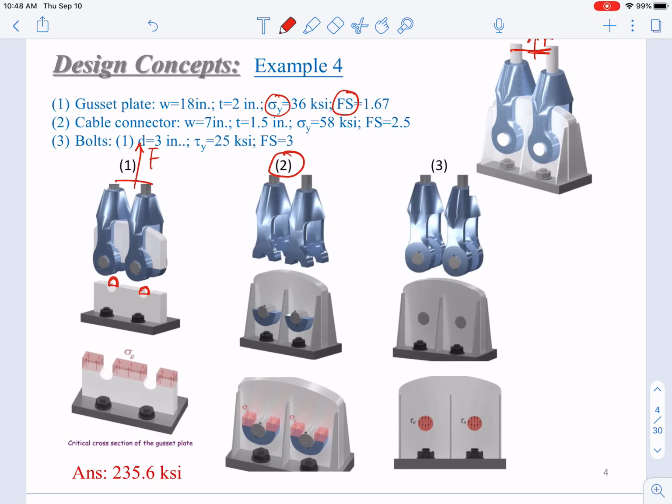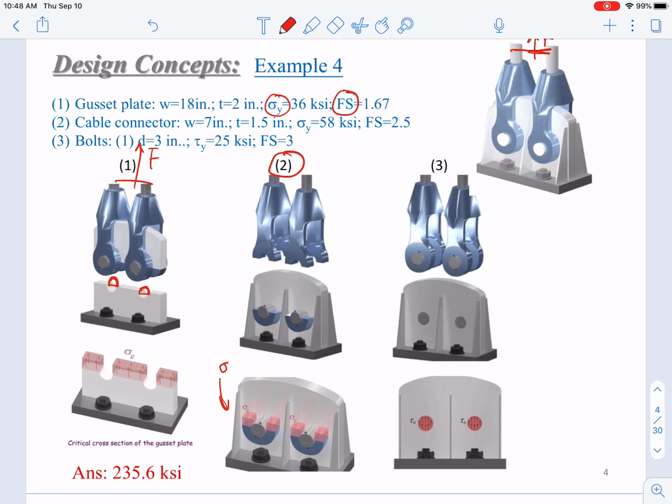Here this is the cable connector. Again, do we have normal stress? Do we have shear stress? Do we have bearing stress? In this case, we have to examine the normal stress and the bearing stress. So the normal stress is here, just as shown here, where the normal stress will be generated.